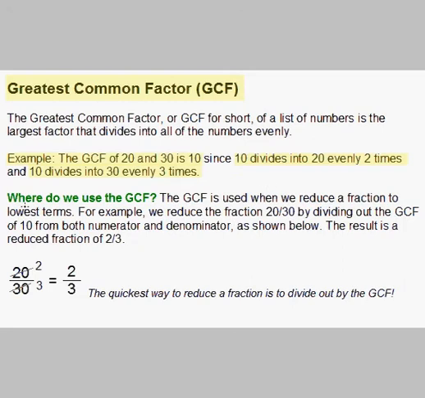Where do we use this GCF, you're probably asking? Well, the GCF is used when we reduce a fraction. Let's say we have the fraction 20 thirtieths. To reduce this, we divide both numerator and denominator by the GCF of 10. 20 divided by 10 is 2, 30 divided by 10 is 3. So 20 thirtieths reduces to 2 thirds. The quickest way to reduce a fraction is to divide out by the GCF in both numerator and denominator.